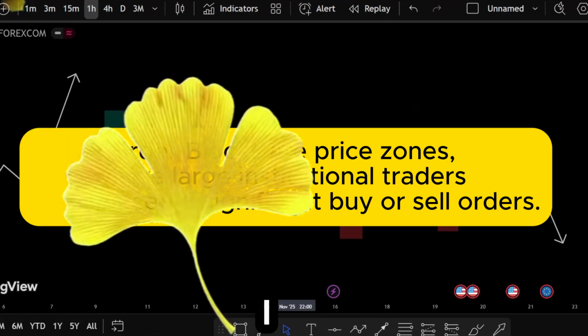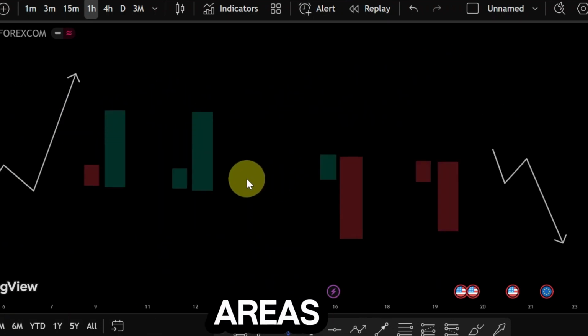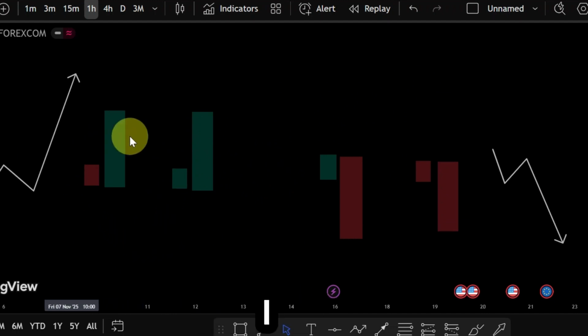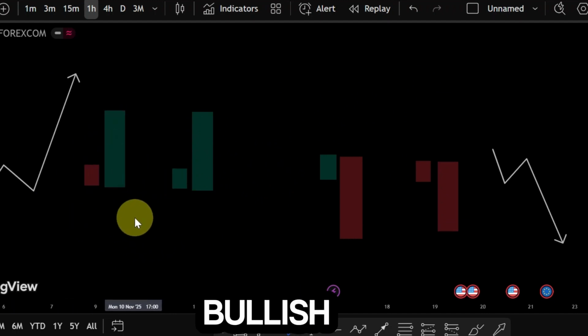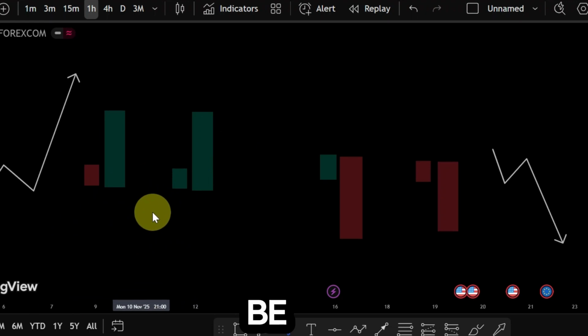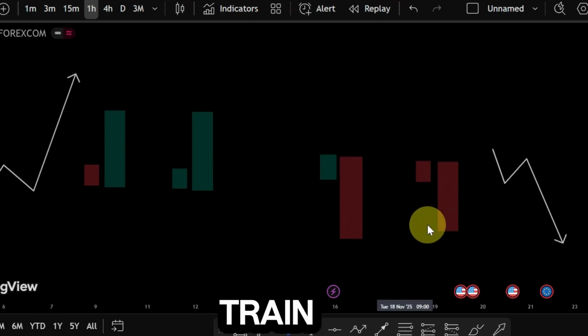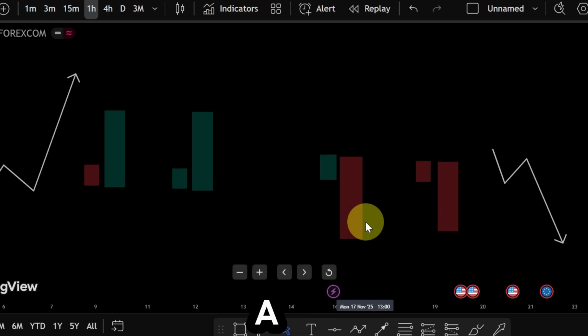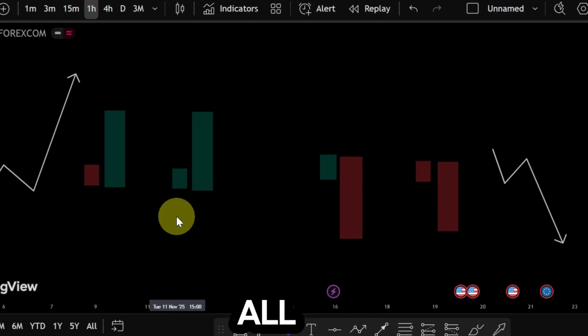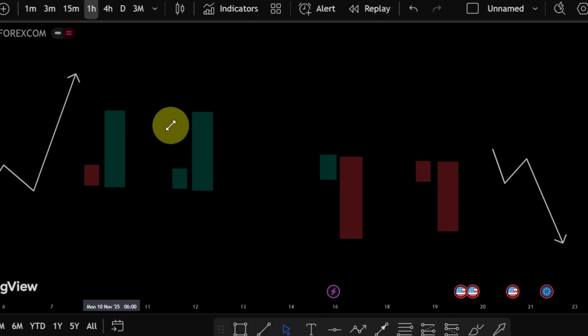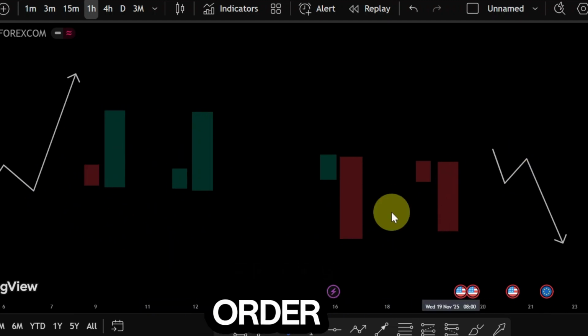In simple terms, I look at them as areas of supply and demand, and when they are seen in a bullish trend, they can be used as demand zones, while when they are seen in a bearish trend, they can be seen as a supply zone. So as you all know, there are two types of order block: the bullish order block and the bearish order block.